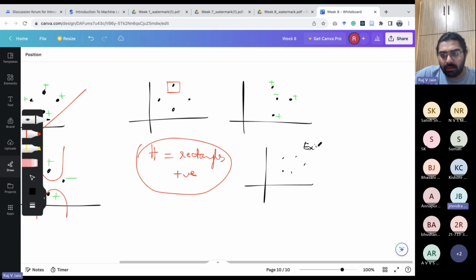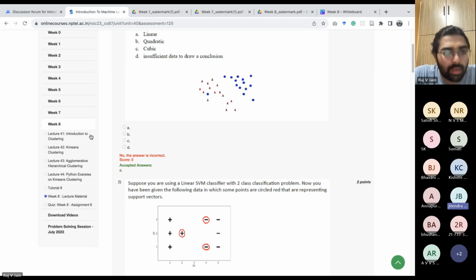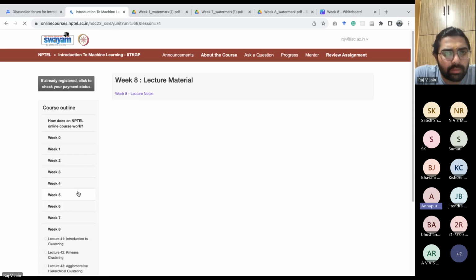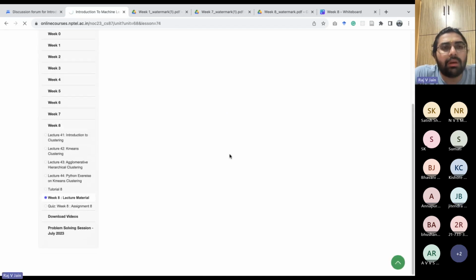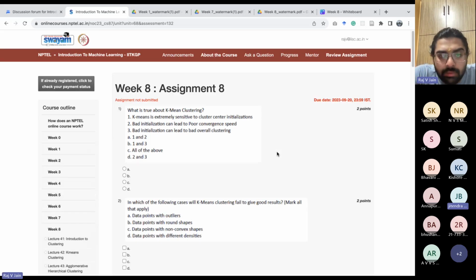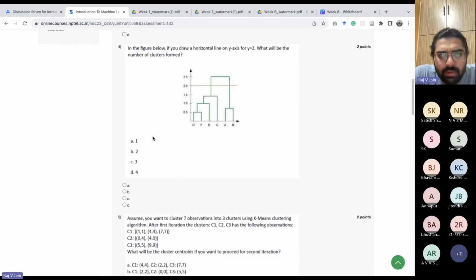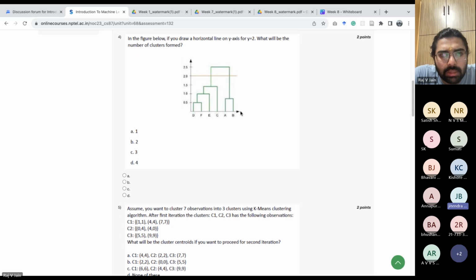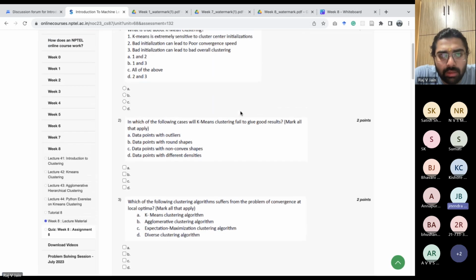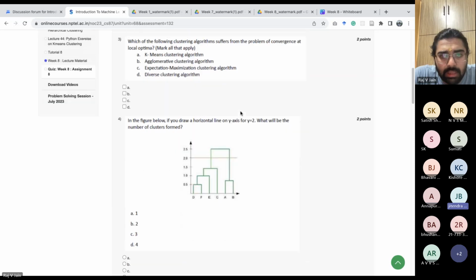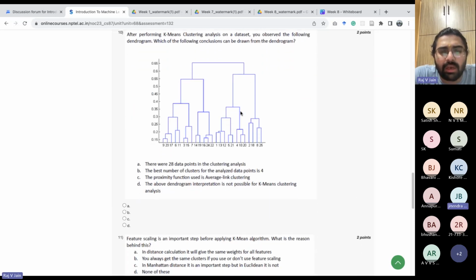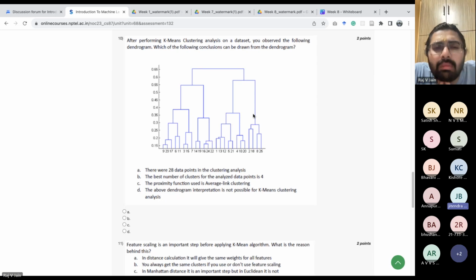Sir, week 8, I have some discussion on assignment 8. In week 8 assignment, there is a dendrogram. There was one option. Can you open it? Yeah, one second. One of the options also seems correct by looking at the dendrogram. Not the second question, the second diagram of the dendrogram, below. Okay, yes, this one. So here option 4 is also valid.